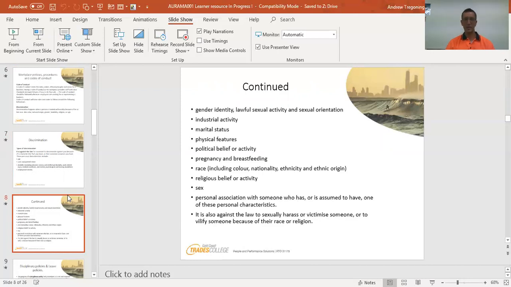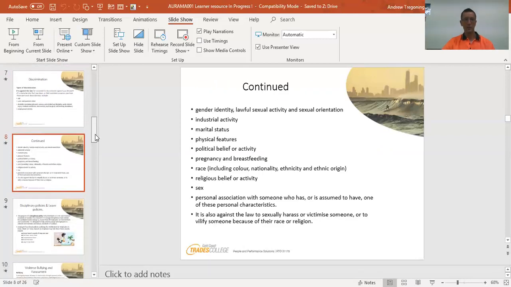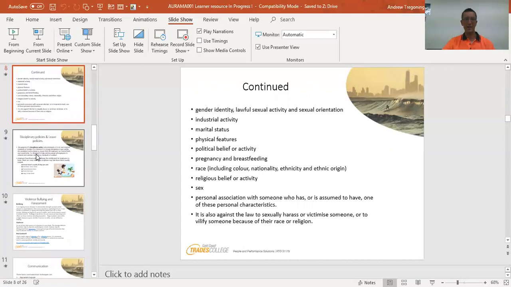It's also against the law to sexually harass, victimise someone or to vilify someone because of their race or religion. If you want to know a little bit more about discrimination and the laws surrounding that, you can always look up the legislation on discrimination.